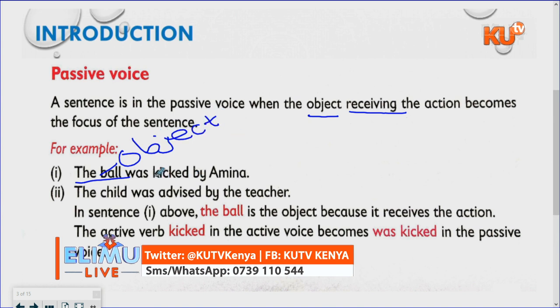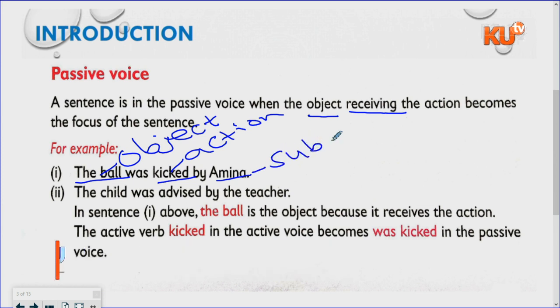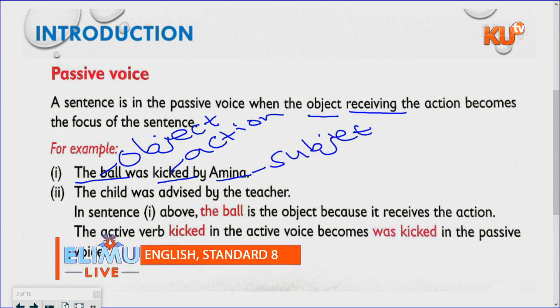Then kicked is the verb or the action. Then Amina is the subject of the sentence. Now have a look at my explanation. A sentence is in the passive voice when the object receiving the action becomes the focus of the sentence.